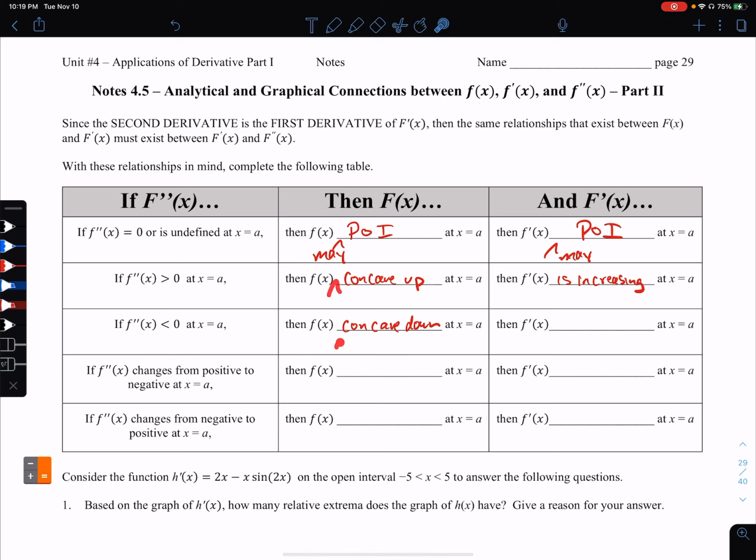I'm missing an "is" in here. And f prime is decreasing. Let's fix this a little bit. Put an "is."